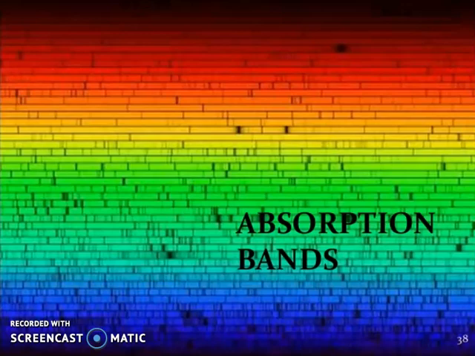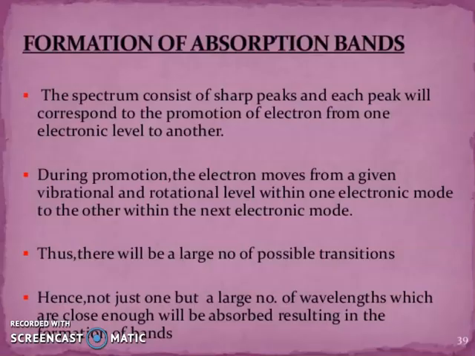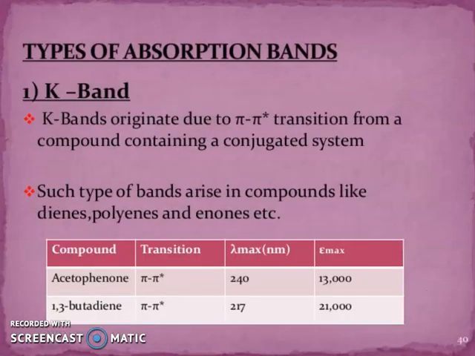So, my friend, absorption bands. The formation of absorption bands. The spectrum consists of sharp peaks, and each peak corresponds to the promotion of electrons from one electronic level to another. During promotion, the electron moves from a given vibrational and rotational level within one electronic mode to the other within the next electronic mode. Thus, there will be a large number of possible transitions. Hence, not just one but a large number of wavelengths which are close enough will be absorbed, resulting in the formation of bands.